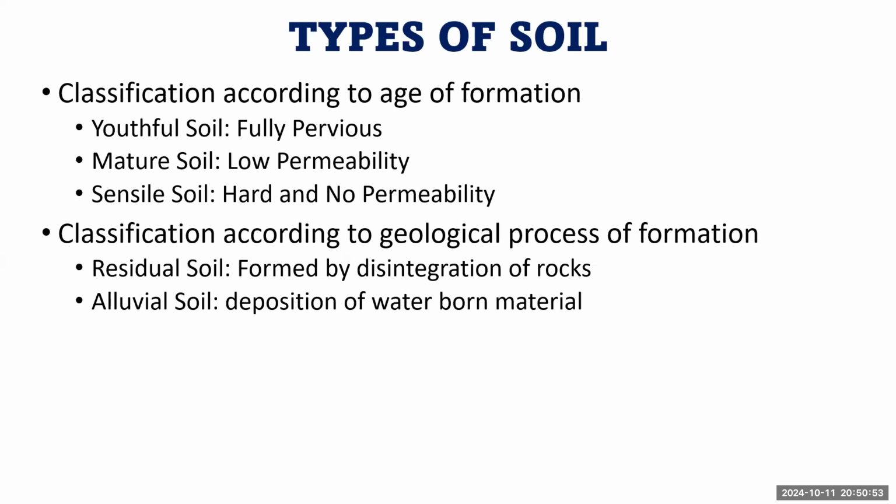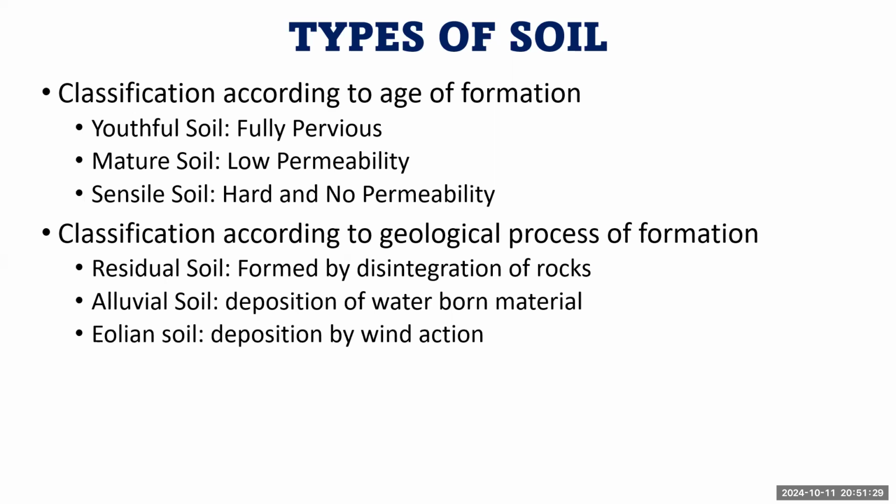Second is the alluvial soil. Alluvial soil is a deposited soil, and it is a deposition due to the floods. Alluvial soil is also called a deposition of waterborne materials. So in case of floods, we know that the river carries a lot of sediment, and these sediments get deposited along the river banks, and the soil formed along the river bank is the alluvial soil. Alluvial soil is considered the most fertile soil.